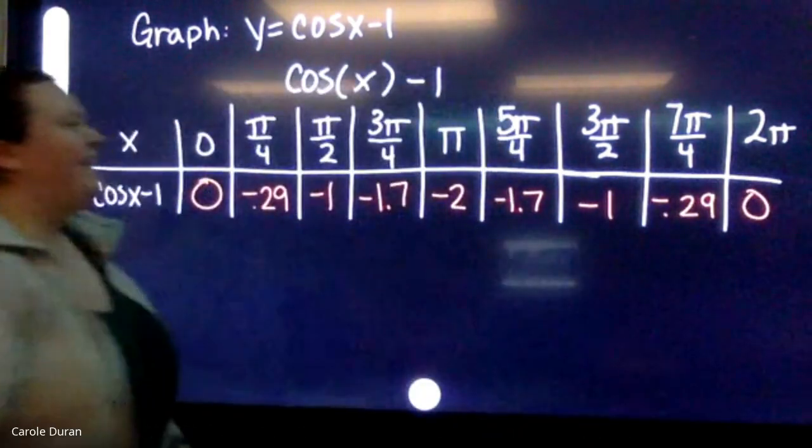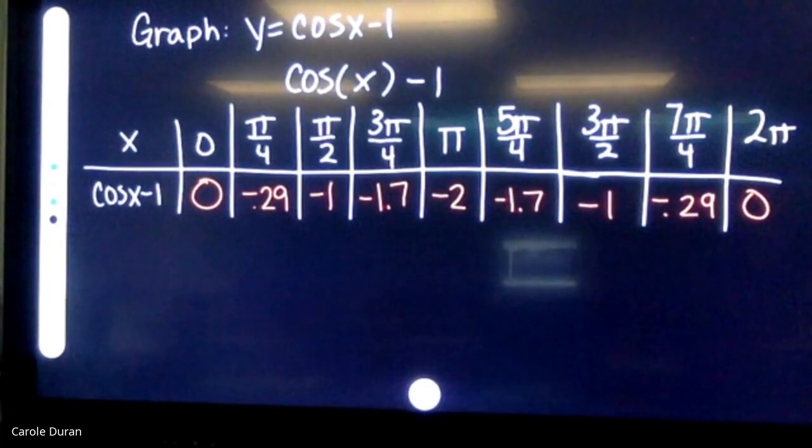So you plug all of those into your calculator, and those are the values you get, because it goes, and then it goes back. So then we graph them.